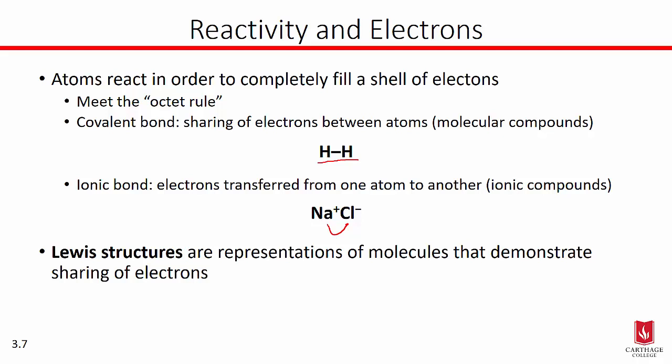All right, so we use Lewis structures to represent these molecules or ionic compounds to show how we share electrons or transfer electrons. Usually we're talking about molecular compounds, so we use Lewis structures to show how electrons are being shared in a molecule.